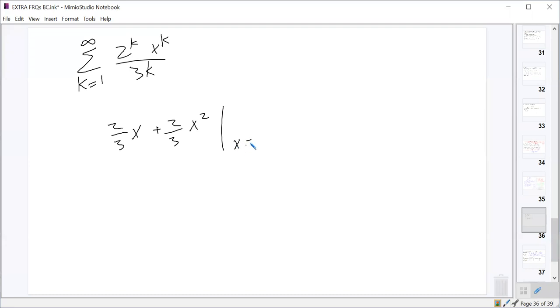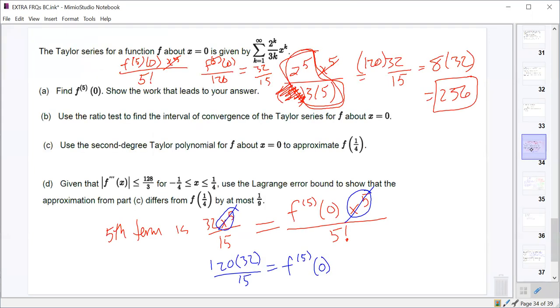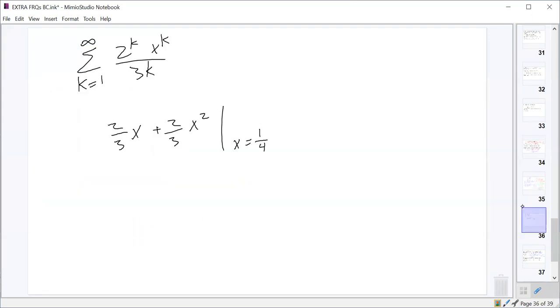We're going to evaluate that at x equals, was it a 4th? It was a 4th. Yeah. So at 1/4, that just becomes 2 over 12, which is 1/6. And it becomes 2 over 48, which is 1 over 24, which looks like it comes out to be 5/24. Everybody okay with part C?